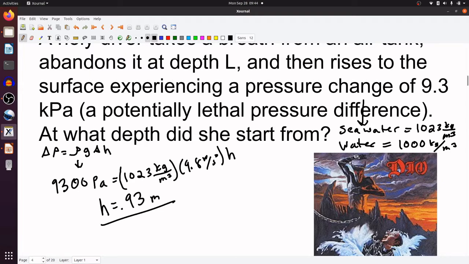What this means is, if you literally do this from only about a meter, so about 3 feet, you could potentially rupture your lungs. Basically, when you're a meter down below the ocean, it's 9,300 pascals higher than the atmospheric pressure. So if you were to take a huge breath of air, then abandon your tank and rise up, your lungs are already at maximum capacity. The outside pressure around you decreases, and your lungs can literally expand and rupture.